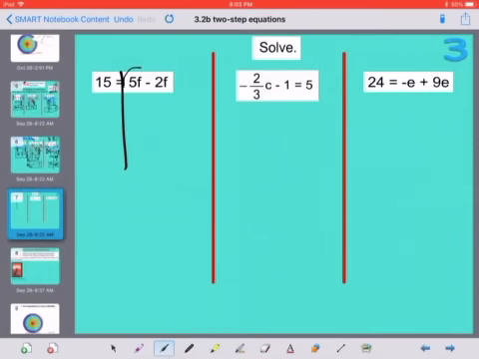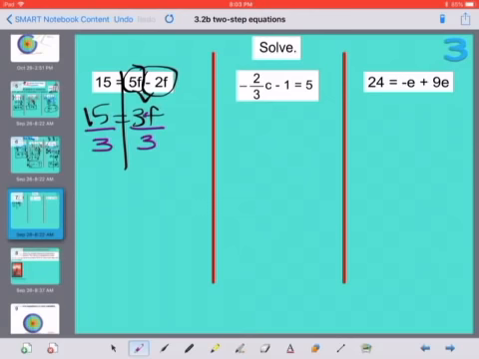We have two letters that are the same variables, 5f and a negative 2f. 5 minus 2, there's more positives. 5 minus 2 is 3f. So we have 15 equal to 3f, and then we just need to get rid of this multiplication. We need to divide. Divide by 3 on both sides. 3 divided by 3 is just 1, so we have f equal to 15 divided by 3, which is 5. So f is 5.